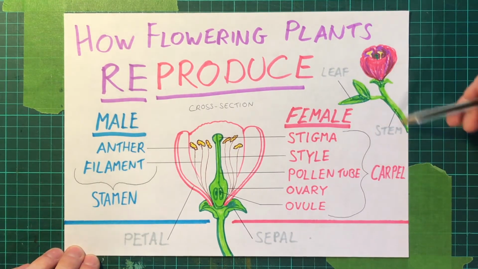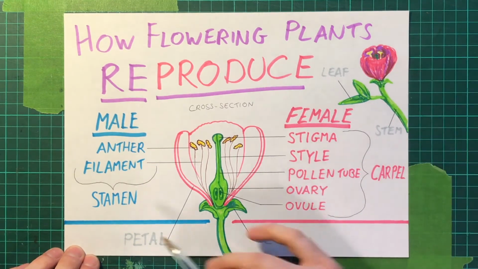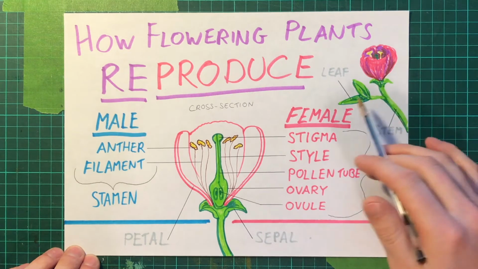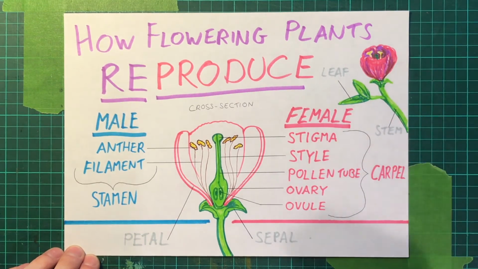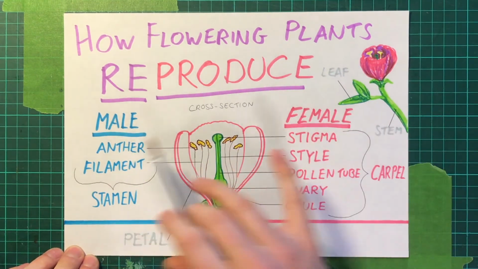And the stem is obviously the thing that holds the whole structure in position so that the light can get to the leaves and that the insects can get to the flowers. So that's a quick run through of how flowering plants reproduce.